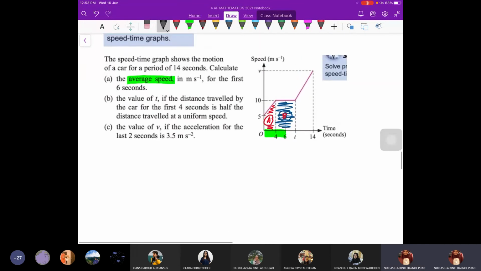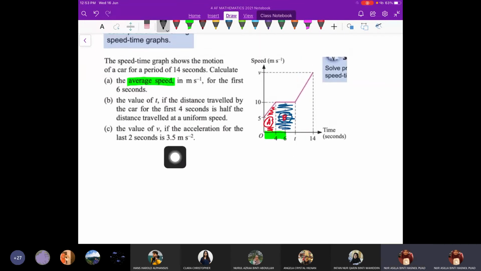Which is C. The value V. Kita kena calculate the value V. V kat mana? Kat atas ni. If the acceleration for the last 2 seconds. Acceleration adalah gradient. Kata nama lain dia kan, untuk speed time graph adalah gradient. Atau kata nama lain dia adalah rate of change of speed. Okay. For the last 2 seconds is 3.5.